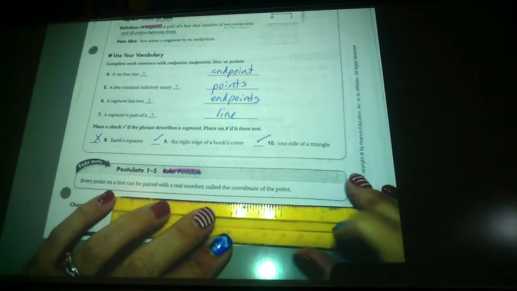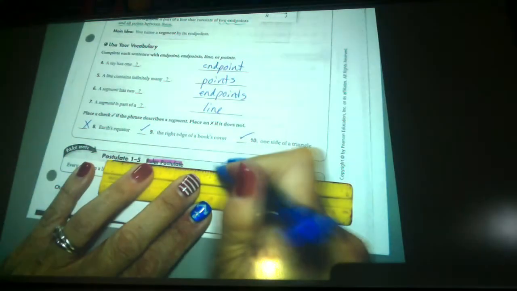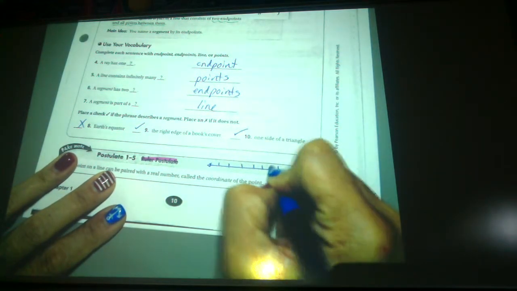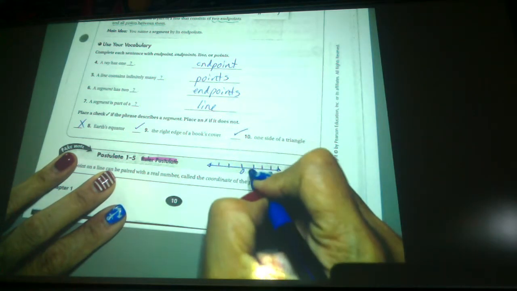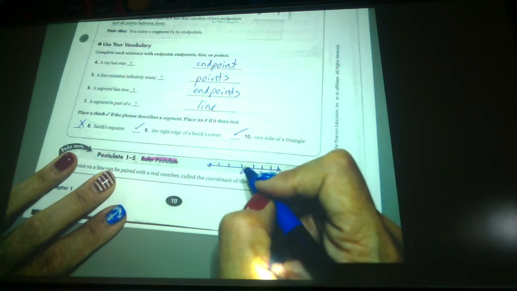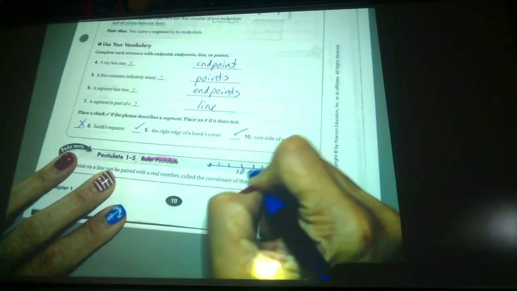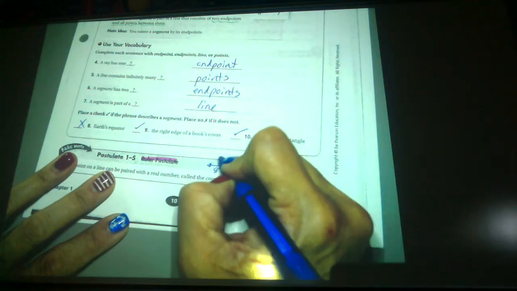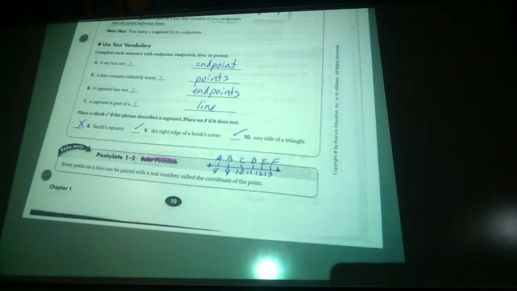So if I had... I'm going to put a picture of it up here. I'll do 10, 11, 12, 13, 8. So you could assign letters to each of these coordinates. So there's six letters or six points on that number line. Each is assigned a specific coordinate measurement, like you would on a ruler. That's what I call the ruler postulate.